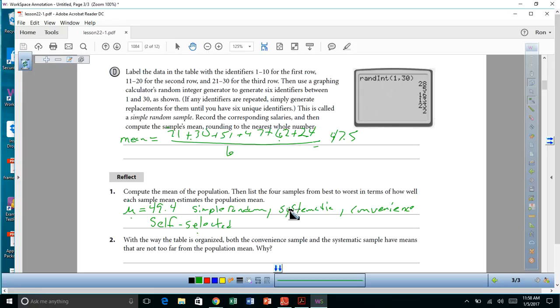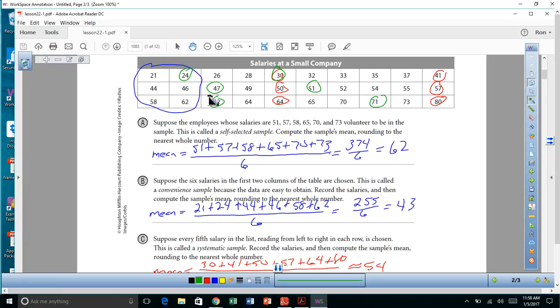Why? Well, the reason why, the systematic and the convenience. What did we do for convenience? Let's go back and look. We just took these right here, right? Just took those right there on the end. But notice it is in ascending order. So that got us two at the very beginning, two at like the 1/3, and then two at the 2/3. So that kind of helped.